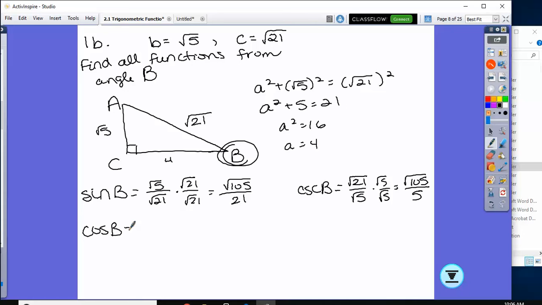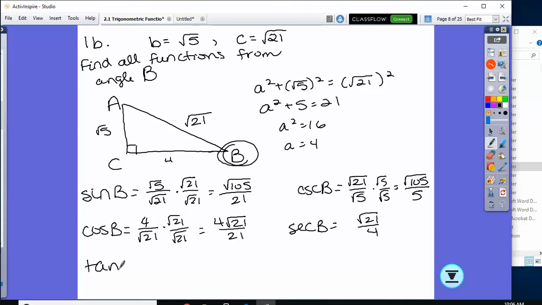Cosine, adjacent over hypotenuse, so 4 over radical 21. Multiply the radical. Since the 4 isn't under the radical, it stays outside. So it's 4 radical 21 over 21. So secant, the reciprocal, would be radical 21 over 4. Tangent, opposite over adjacent, radical 5 over 4. So cotangent, if you flip it, you should get 4 radical 5 over 5.